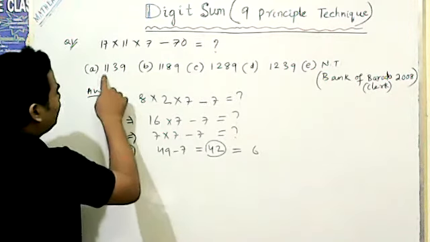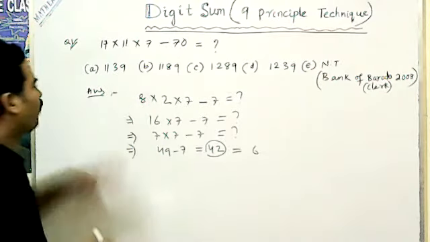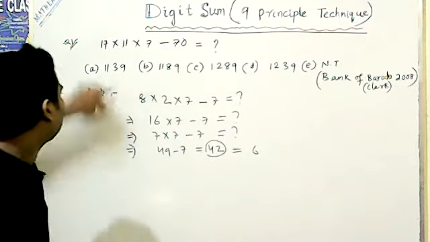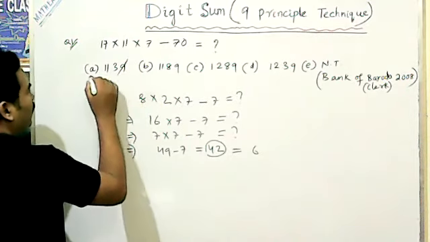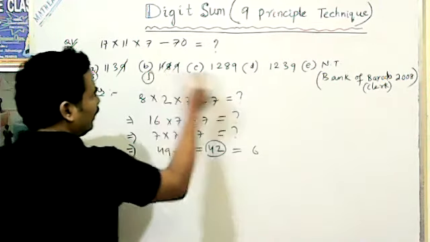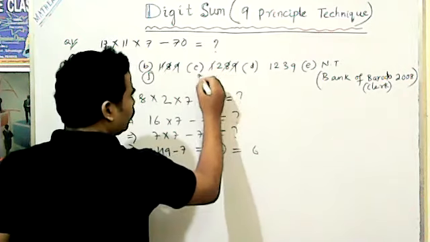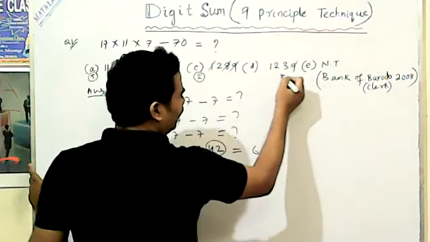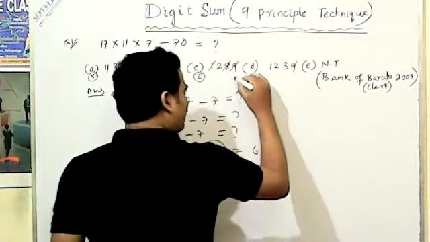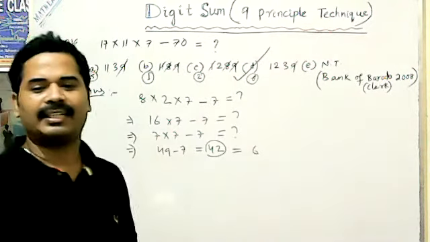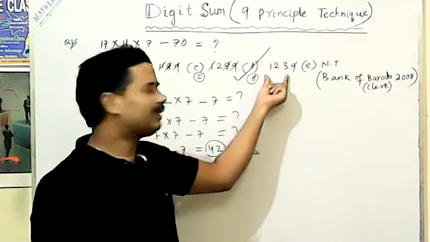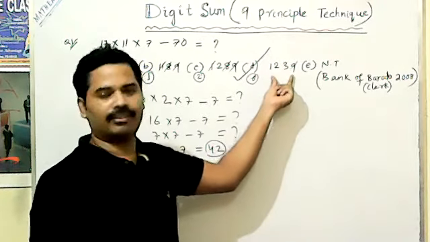So the 6 is the result. Checking the option: 2 plus 3 plus 5 plus 5 plus 9 plus 4 plus 5 plus 9 gives 14, and after removing 9 the remainder is 5. For the other digits, removing 9 leaves 1, then 2, then 3, and the total is 6. This is the answer, and this option is the correct option, because adding its digits gives 6.